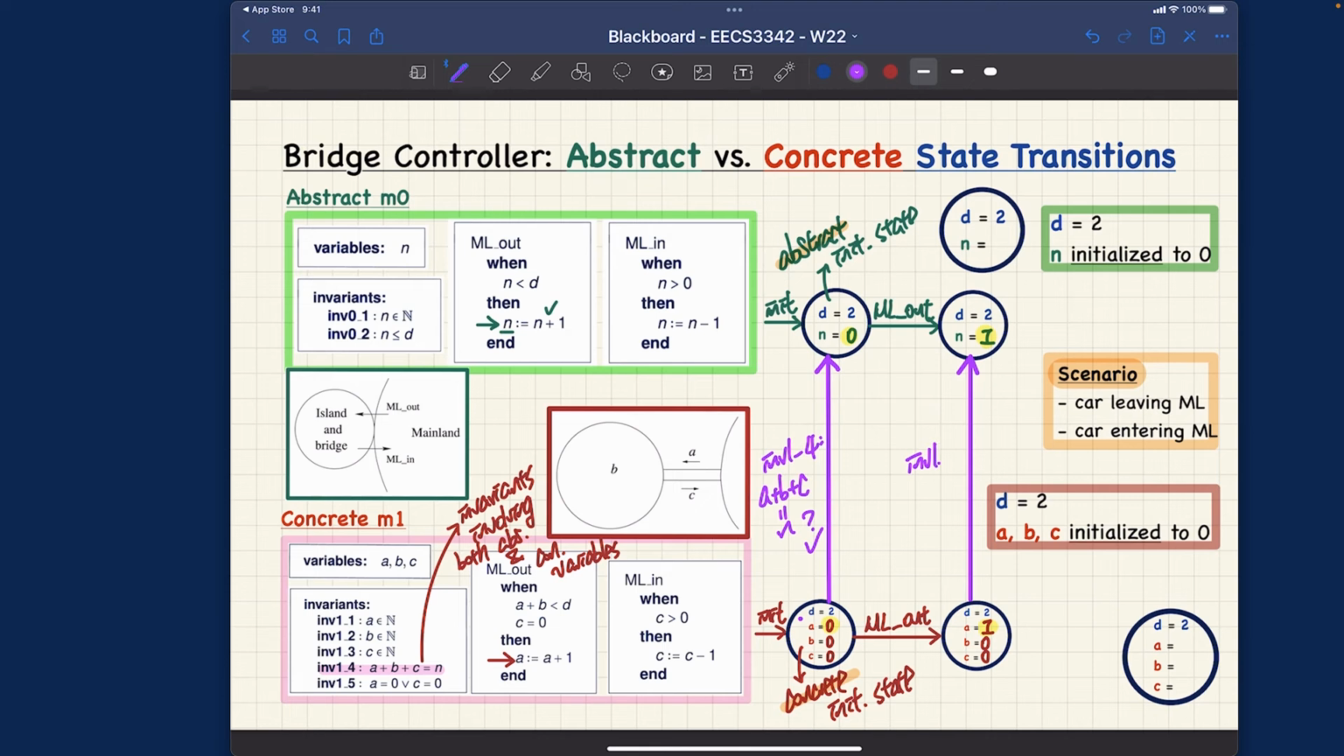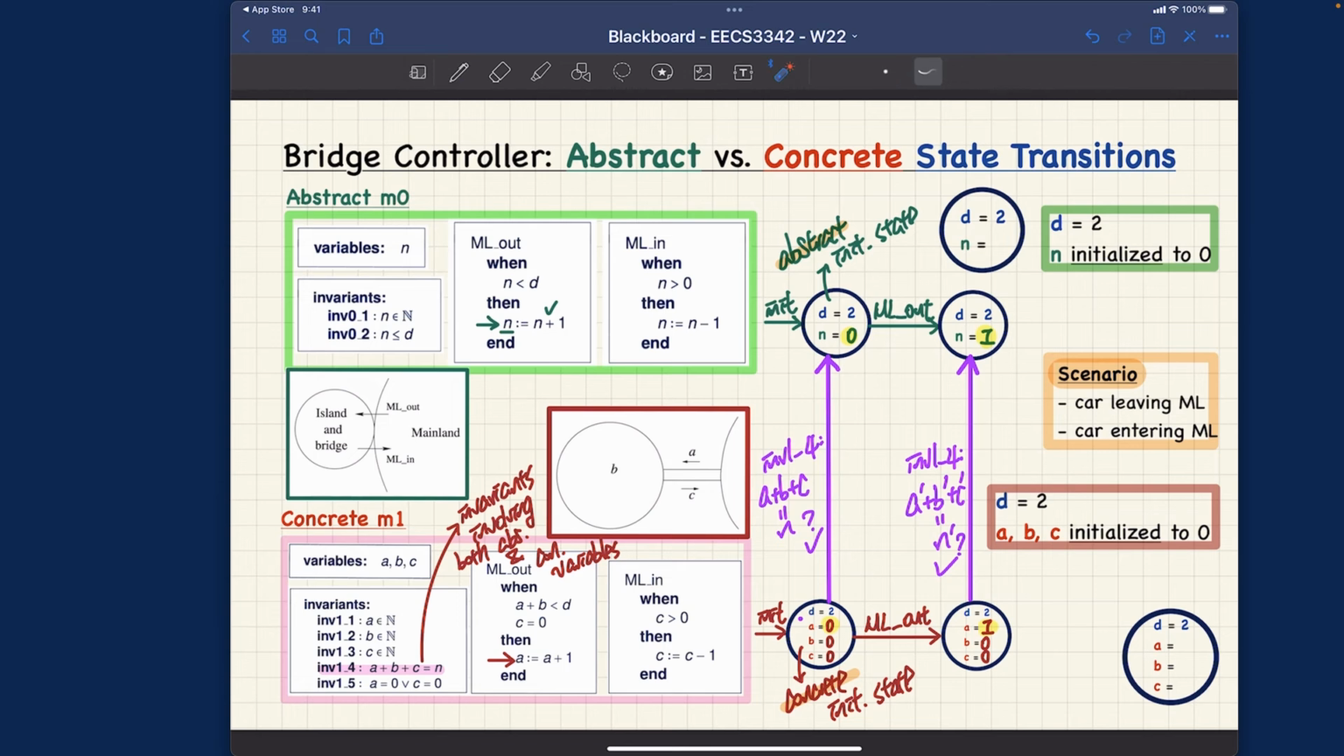Invariant 1, 4 again. We're basically saying A prime plus B prime plus C prime should be equal to N prime, right? And this is N prime. Is it equal to A prime plus B prime plus C prime? Indeed, 1 is equal to 1 plus 0 plus 0. So that's also satisfied. So that one will also check. Does it satisfy? Indeed, right?